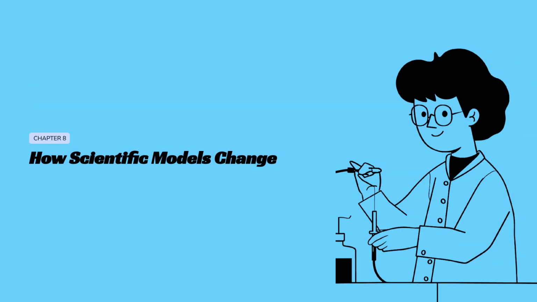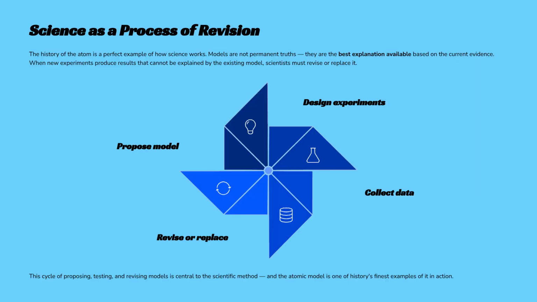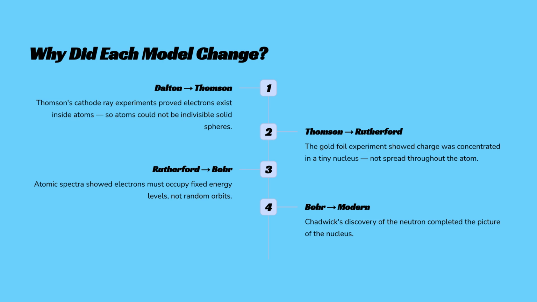We now look at Chapter 8. How scientific models change. The history of the atom shows that scientific models are not permanent truths. They are the best explanations based on current evidence. When new data contradicts an existing model, scientists must revise or replace it through a cycle of testing and evaluation. Each model changed due to new discoveries.